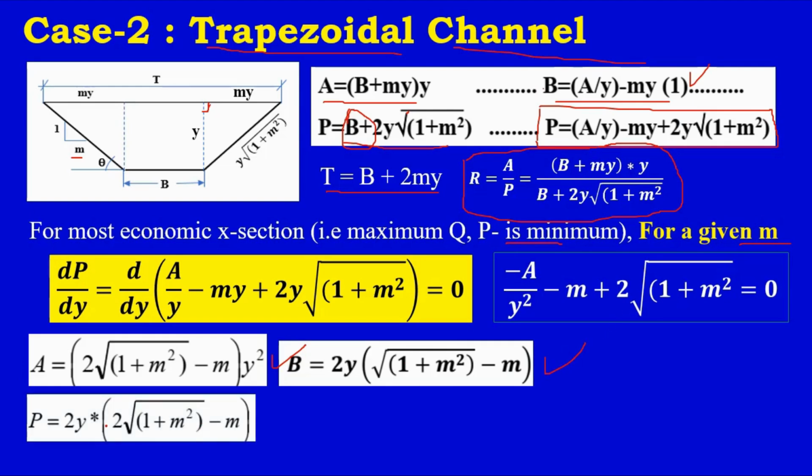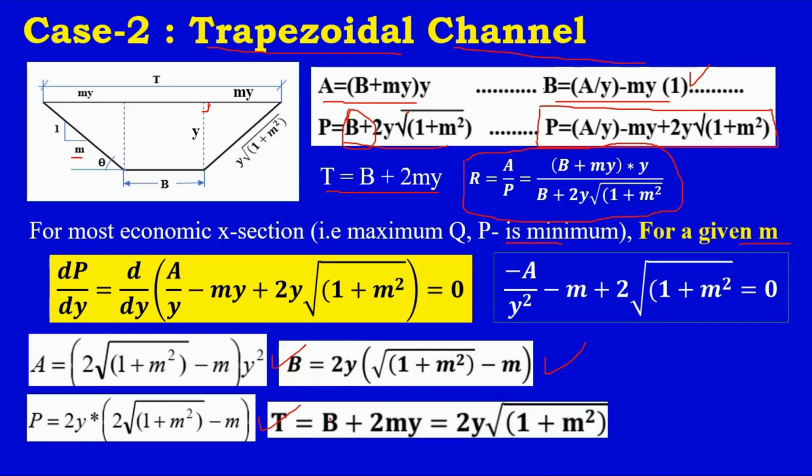Again, the perimeter, you substitute here, then you will find this equation. So if you have the side slope, then you can automatically calculate area, bed width, and perimeter by substitution in place of this. But y should be given. Then finally, you can find the most economic channel cross section. And top dimension is b plus 2my. Then 2y square root of 1 plus m square. You can find the same.